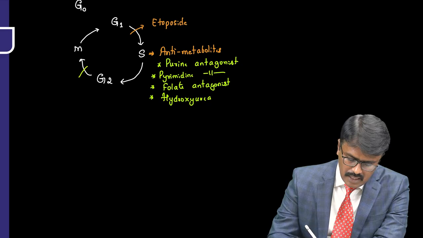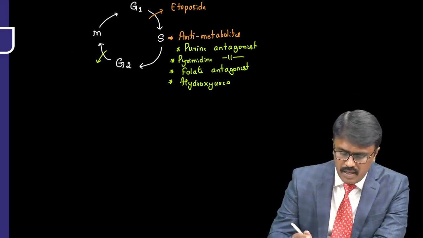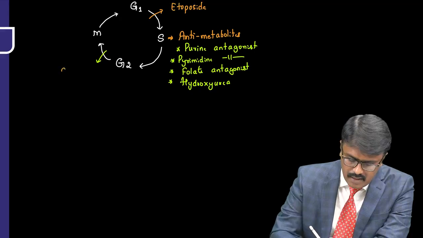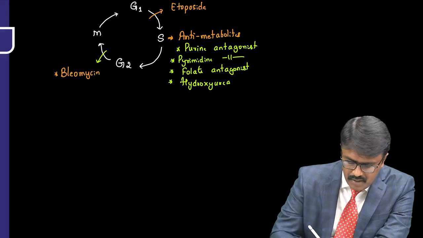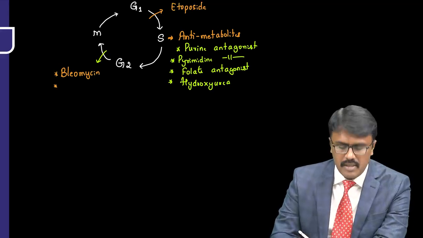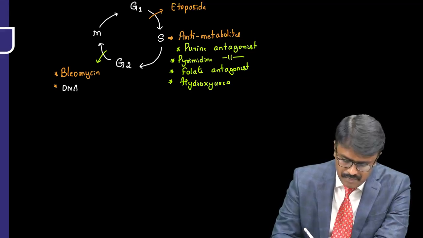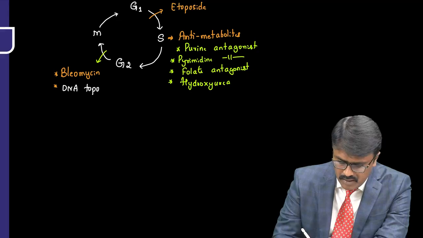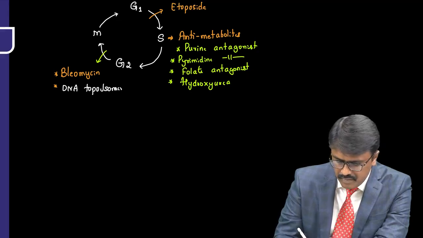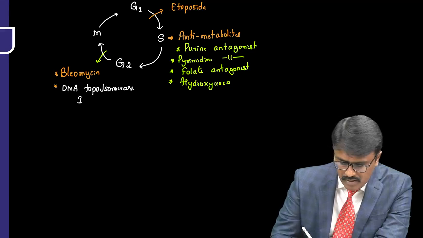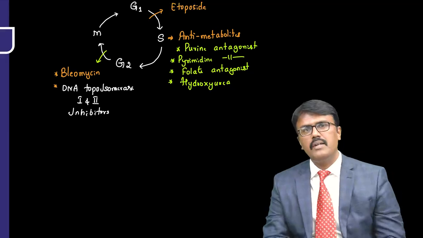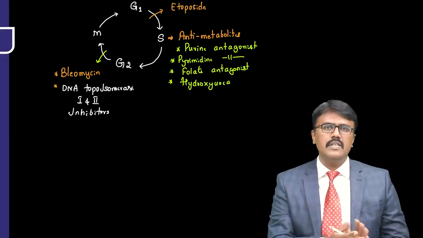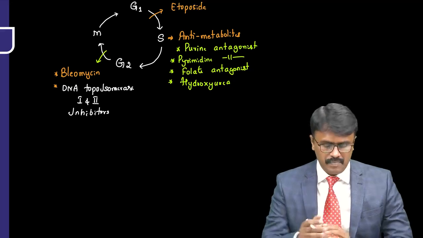Now there are certain drugs which act on G2M phase. We have an anti-cancer antibiotic, the name is bleomycin. And we have the drugs which inhibit topoisomerase, so DNA topoisomerase 1 and 2 inhibitors. So we have the drug bleomycin and the drugs which inhibit DNA topoisomerase 1 and 2.